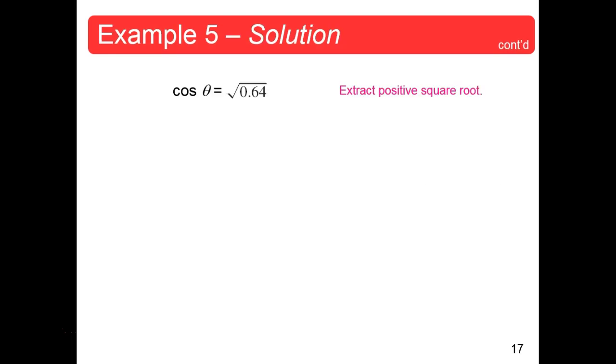And then they took the square root of both sides. And they only did the positive square root. Why? Because it was an acute angle, and that's in the first quadrant, so cosine is positive there. So we forgot about the minus. So the square root of 0.64 is 0.8.